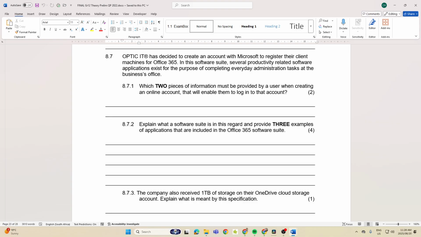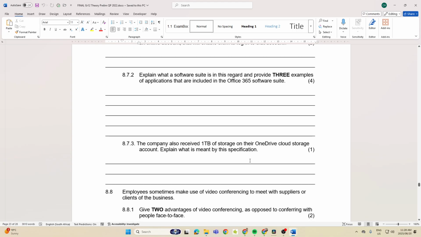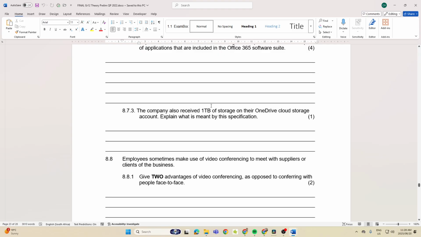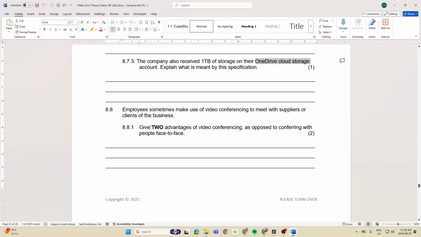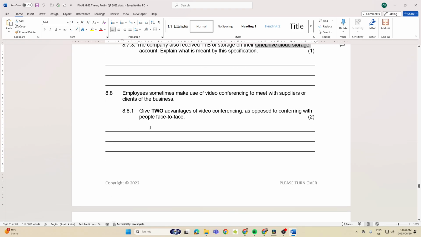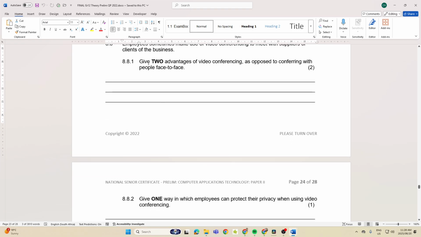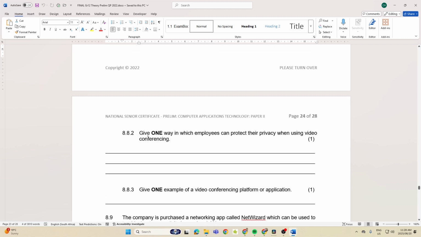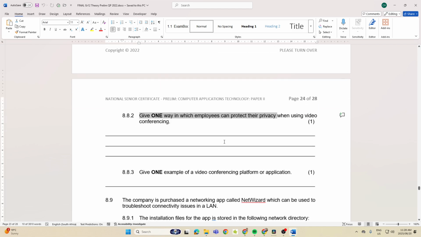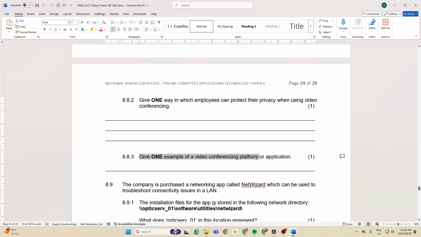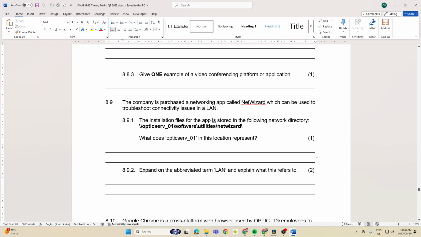So yeah, you need to do a little bit of research and actually open that textbook. Okay. The company also received 1 terabyte of storage on their OneDrive cloud storage. Can you see there again? Cloud storage. Then I know video conferencing was a big thing. So there we see the advantages of video conferencing, how you can protect privacy. Give one example of a video conferencing platform like Skype, Zoom, anything like that.